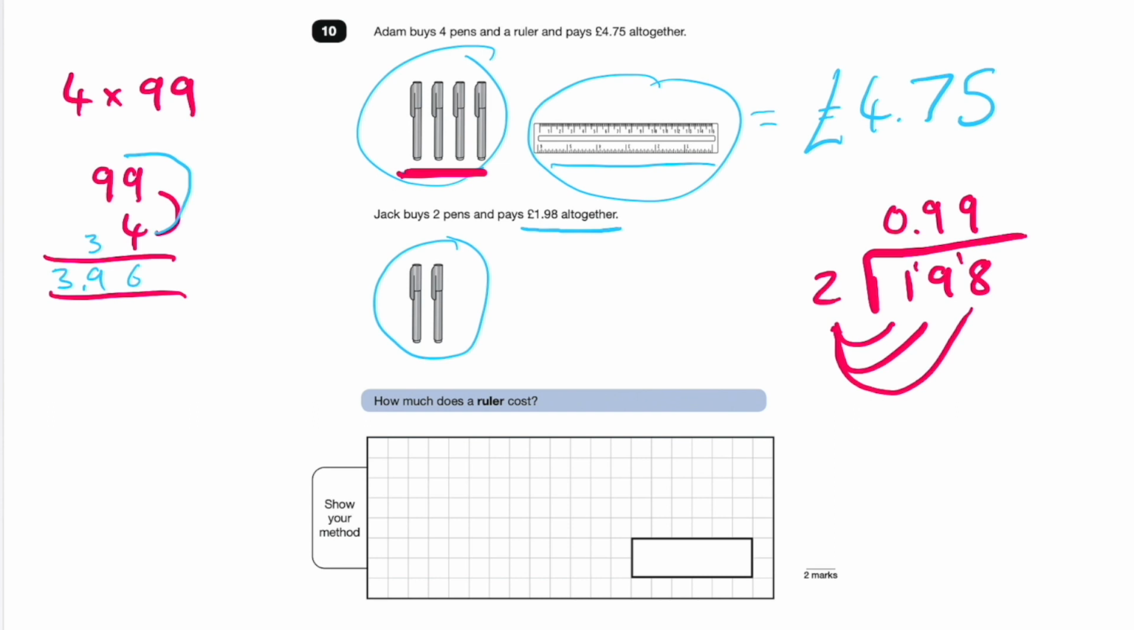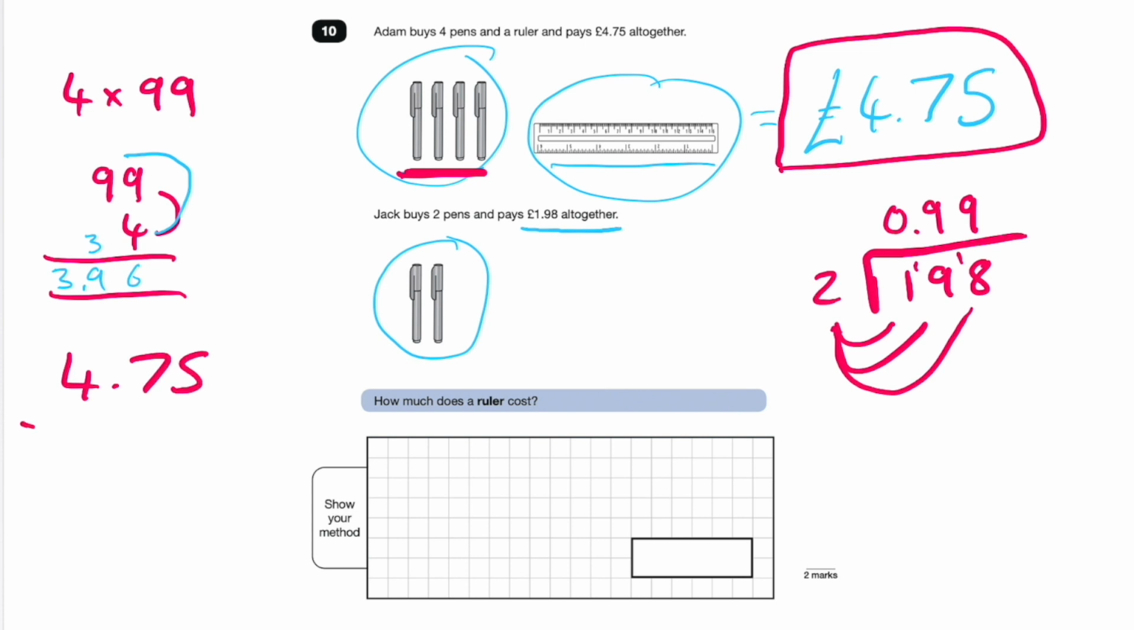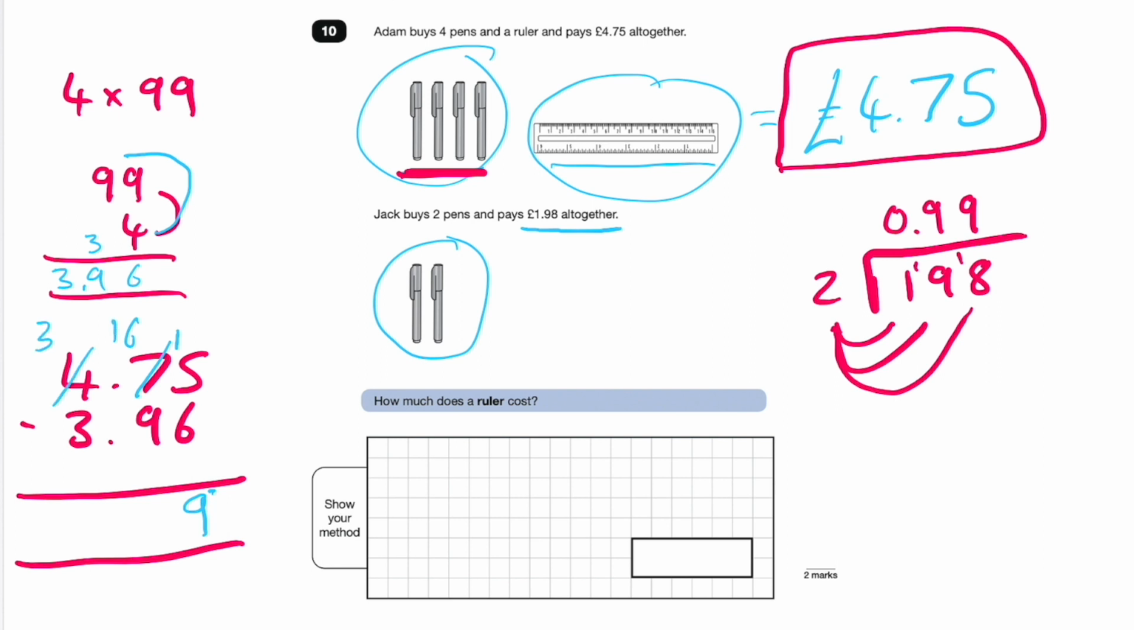So therefore, the difference between his total, which was £4.75, subtract how much he spent on the pens, which was £3.96, is going to give us the ruler price. So let's see how much that was. 5 subtract 6 we can't do. Let's borrow from next door. 15 subtract 6 is 9. 6 subtract 9 I can't do. Borrow from next door again. 16 subtract 9 is 7. 3 subtract 3 is 0. So how much did he spend on the ruler? The answer is 79 pence.